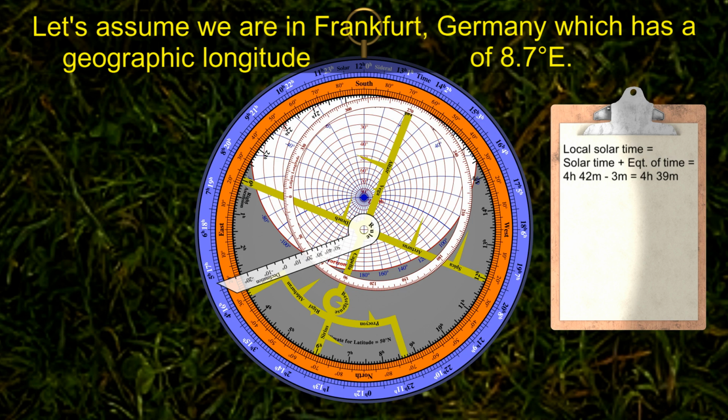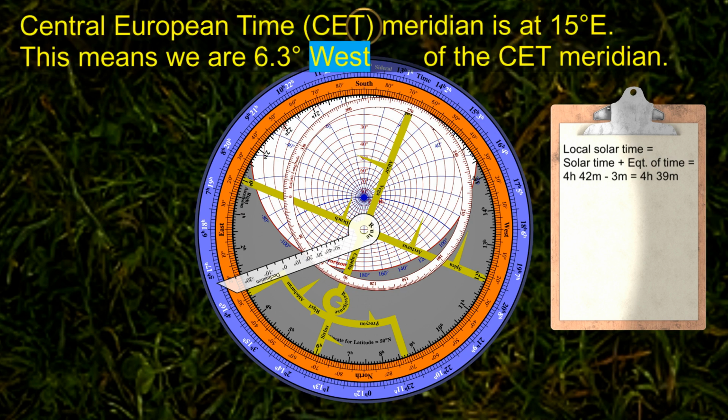Let's assume we are in Frankfurt, Germany, which has a geographic longitude of 8.7 degrees east. Central European time meridian is at 15 degrees east. This means we are 6.3 degrees west of the CET meridian.